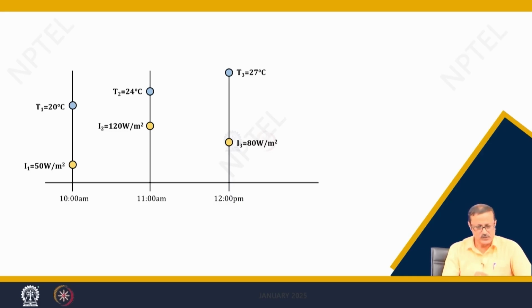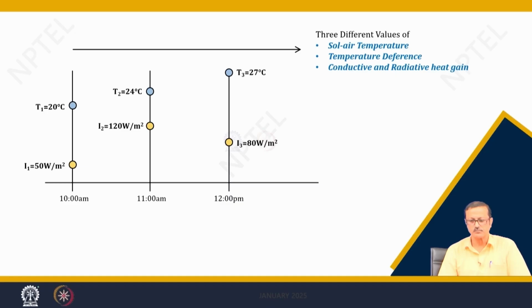Based on these 2 values, this blue dot and the yellow dot, we have 3 different values of the solar air temperature, and different values of the temperature difference. So at the end we have different values of the conductive and the radiative heat gain. We have seen in the last lecture that we computed, for all 10 hours, the solar air temperature, the temperature difference del T, and also the conductive and the radiative heat gain.